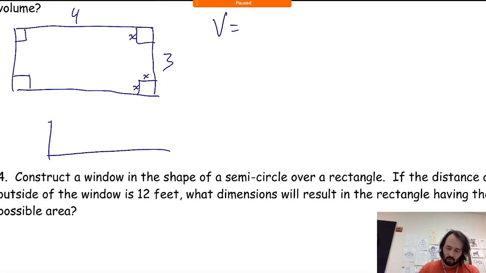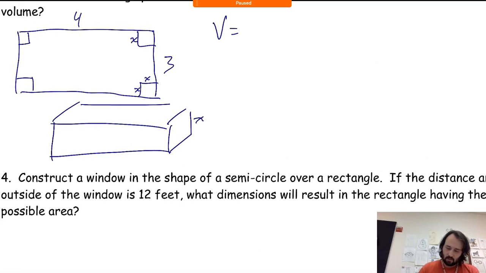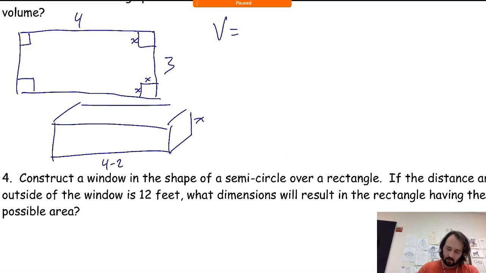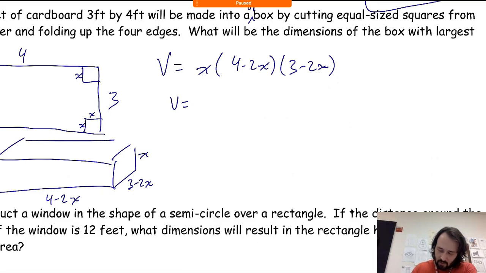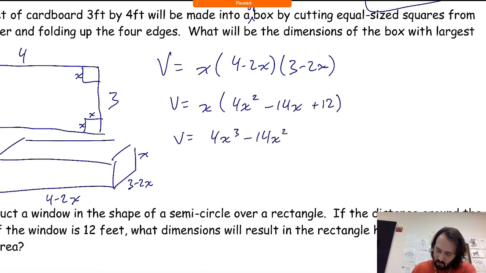Let's cheat and make a box like this. Right, so my height is x. Then my width, it took out 2x, and my depth, it took out 2x as well. So my volume is x times 4 minus 2x times 3 minus 2x. I'm going to multiply all that out before I take the derivative. So that's x times 4x squared, minus 14x plus 12. So v is 4x cubed minus 14x squared plus 12x. And then I will take the derivative.